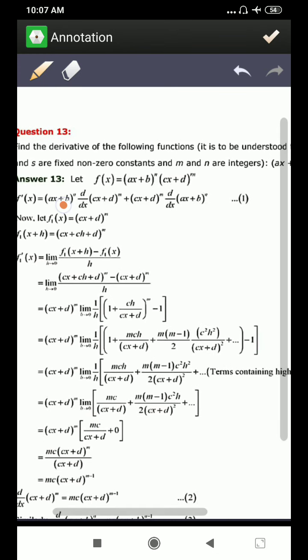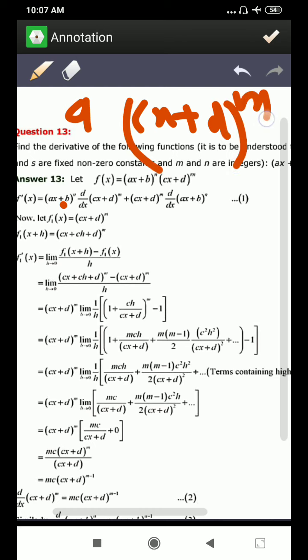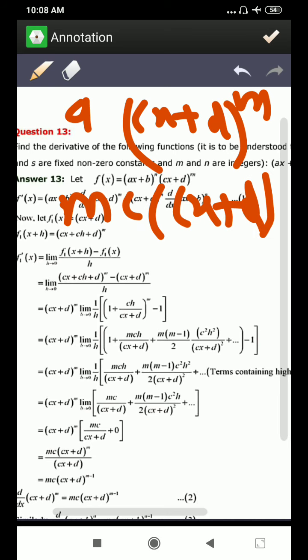So this function as it is, derivative of (cx + d)^m. What will be that? (cx + d)^m, I just explained. First I will differentiate it as (cx + d)^m. So as I just explained, it will be equal to m into c into (cx + d)^(m-1). That will be the differentiation of this.